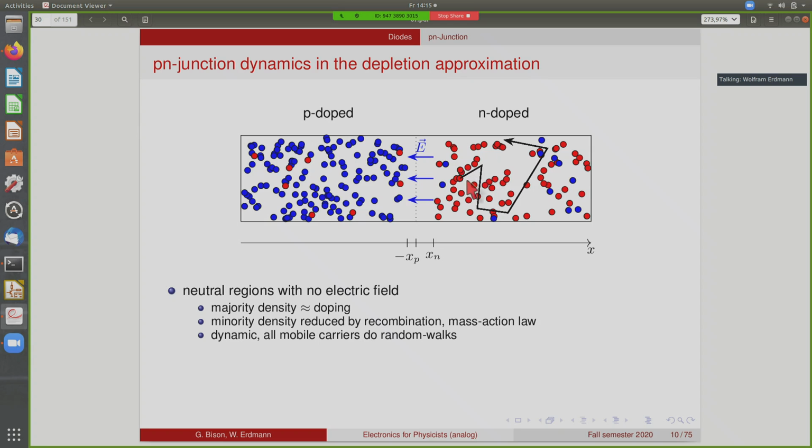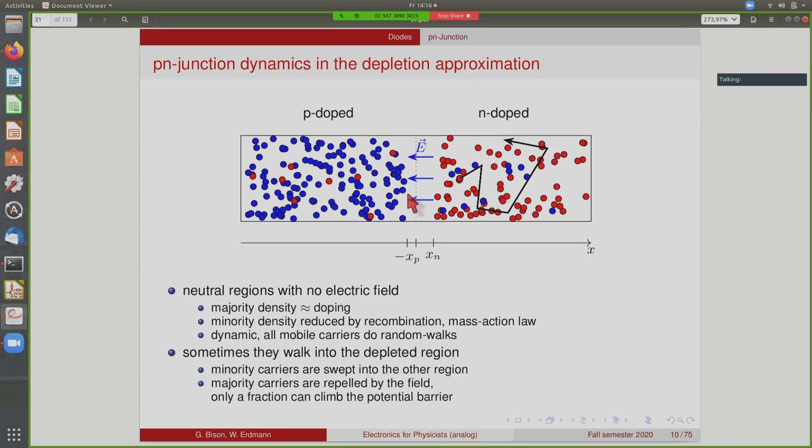So all these carriers can do random walks, so they just wander around, and it's clear that if some of them get into this electric field, they would just be swept away. So when such a carrier walks into the depleted region, then the minority carriers will be swept over to the other side, because the sign just matches. However, the majority carriers are repelled by the field. So if you're an electron, for instance, on this side, and the electric field goes here, then it has the wrong direction. So the electron will be pushed back, while a hole that comes from here will be pulled over to the other side. So for the majority carriers, this is a potential barrier, and only a small fraction of these majority carriers can climb across this potential barrier.